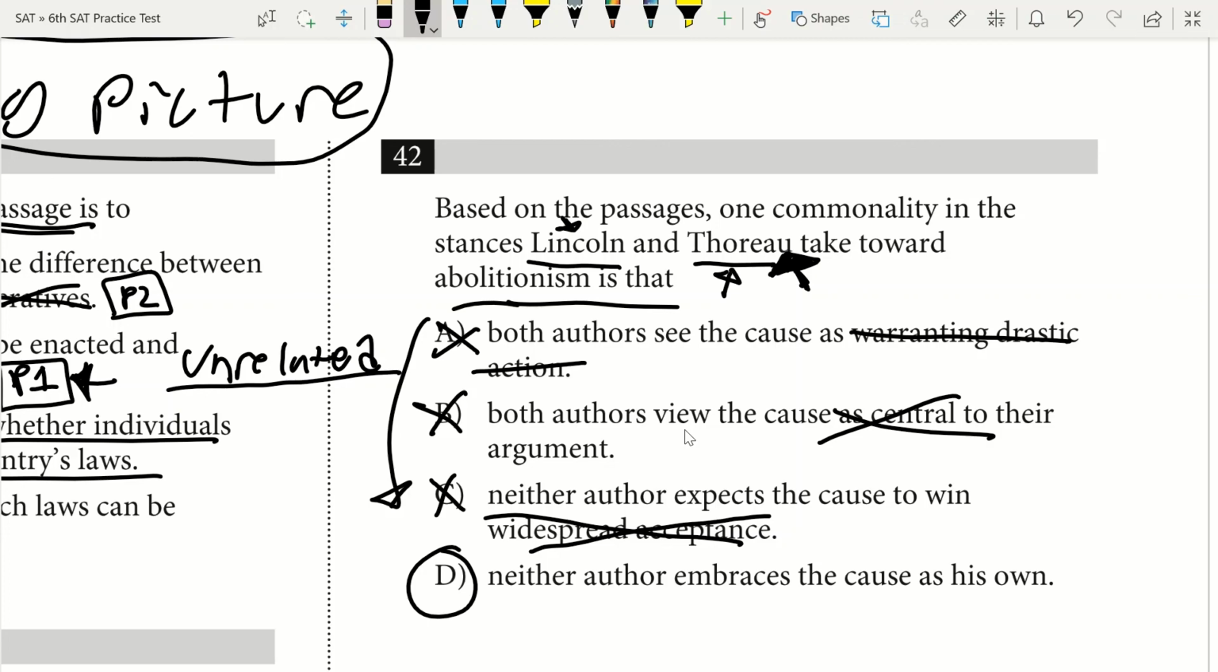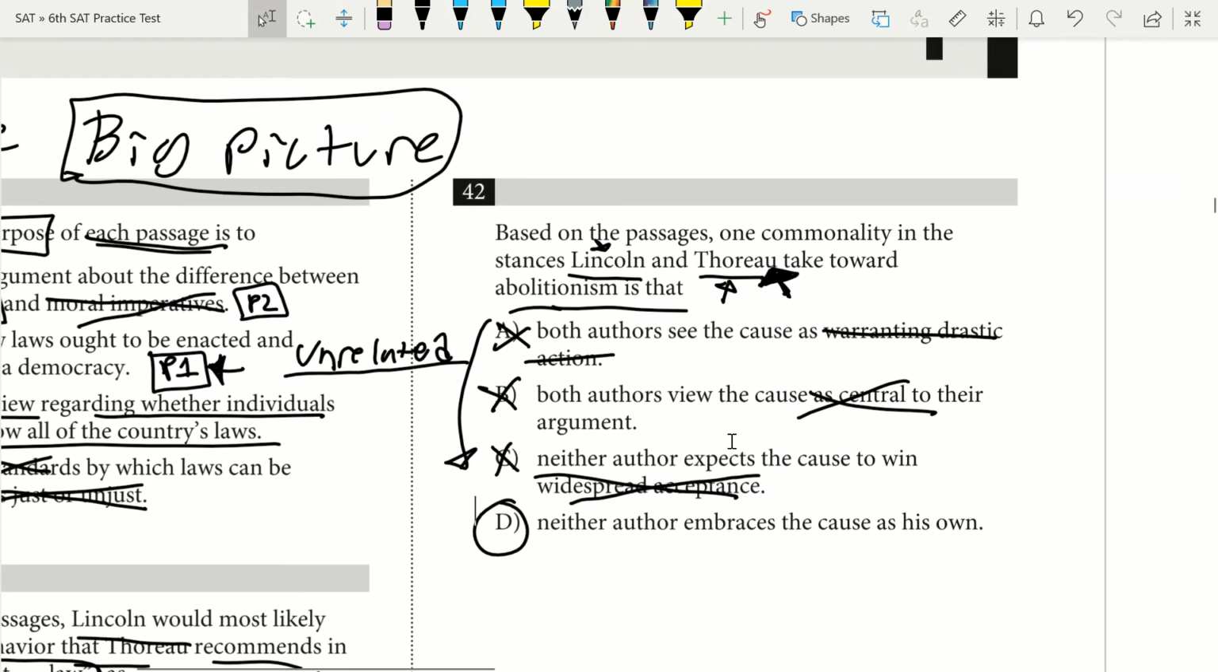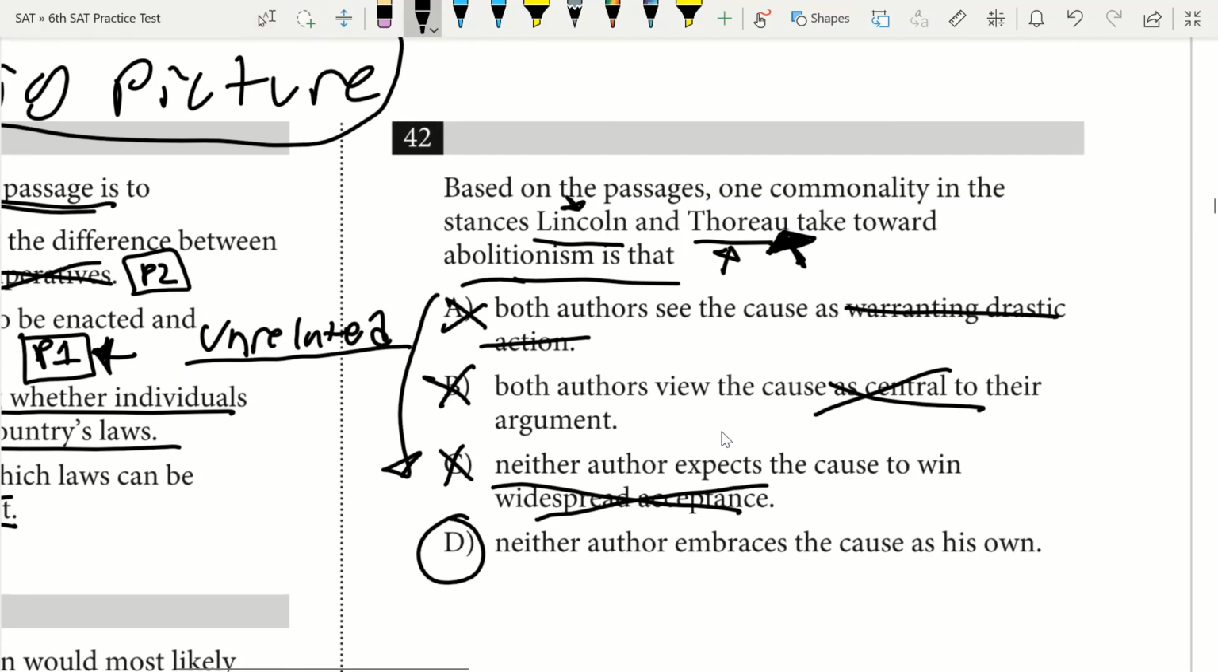So that takes us through this passage. I'll quickly touch on question type for 42. I haven't done that yet. This one really, based on the two passages, one commonality is what they take toward abolitionism. This one's a little detail question between both of them. Abolitionism is pretty much a small detail in each passage. So it's really connecting those two little details in each passage. So that's the question type there.